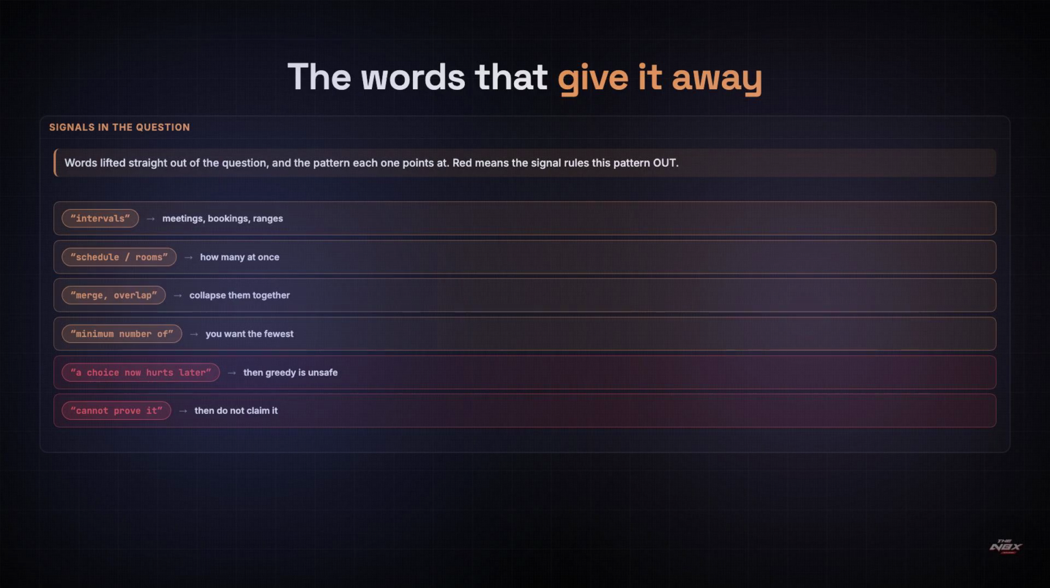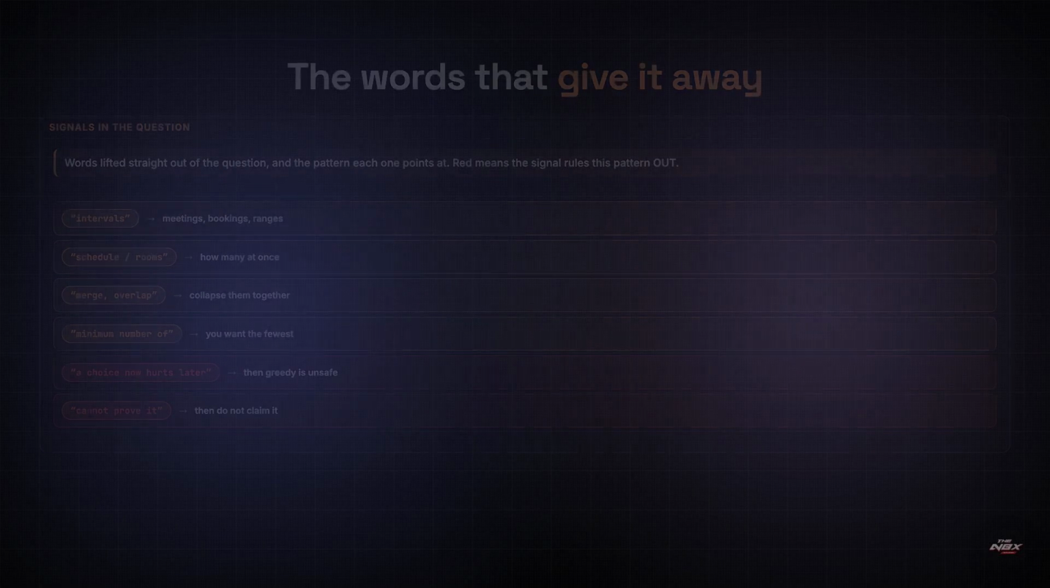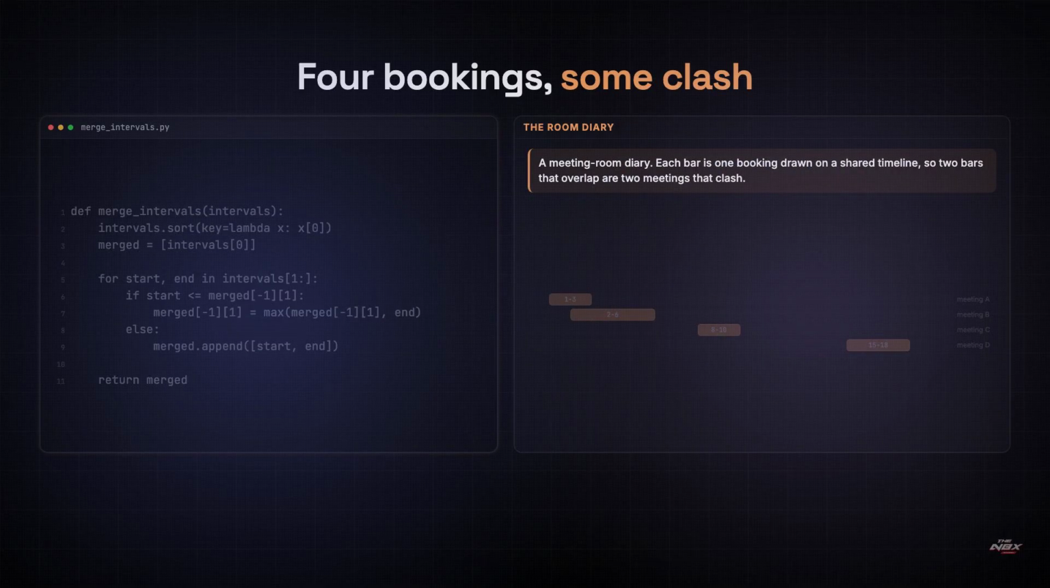Intervals plus a sort is the combination. The hard part is knowing what to sort by. You're coordinating a meeting room. Four bookings came in: 1 to 3, 2 to 6, 8 to 10, and 15 to 18. Some of those clash. The one that runs from 2 until 6 begins while the first meeting is still going, so those 2 are really one long block of time. Your job is to collapse the diary into the smallest set of blocks that covers everything.